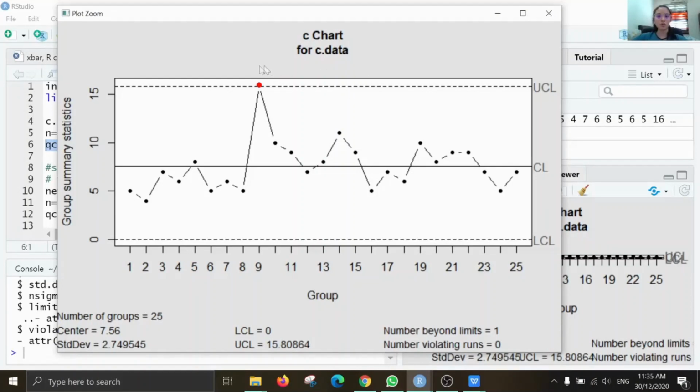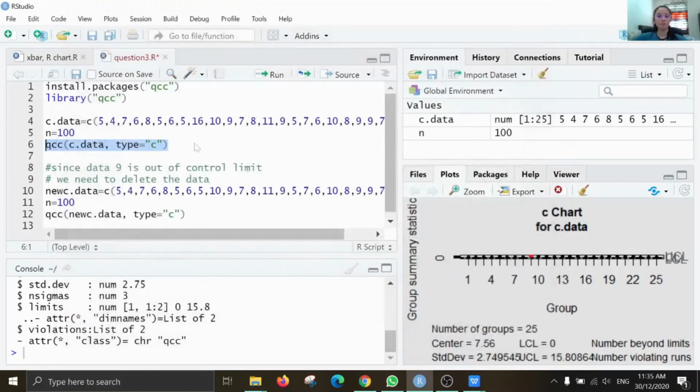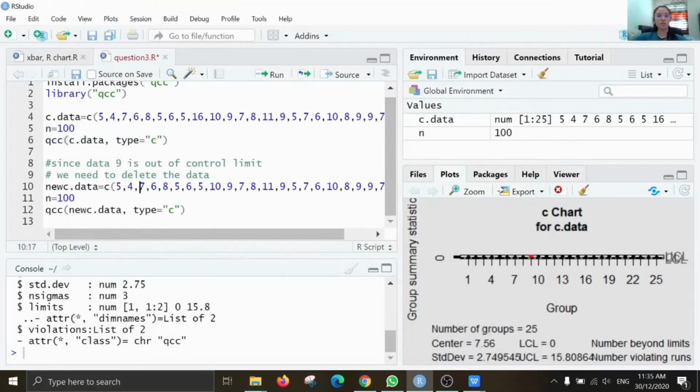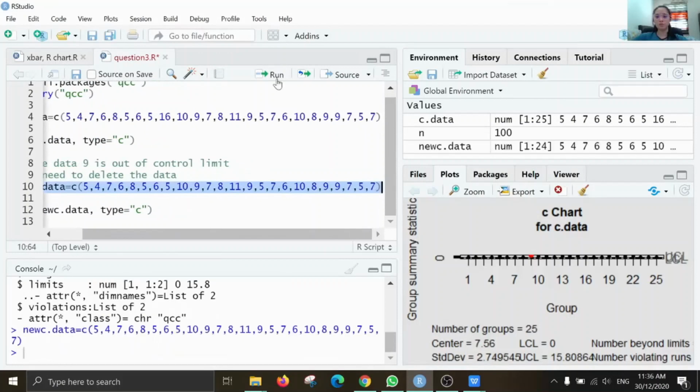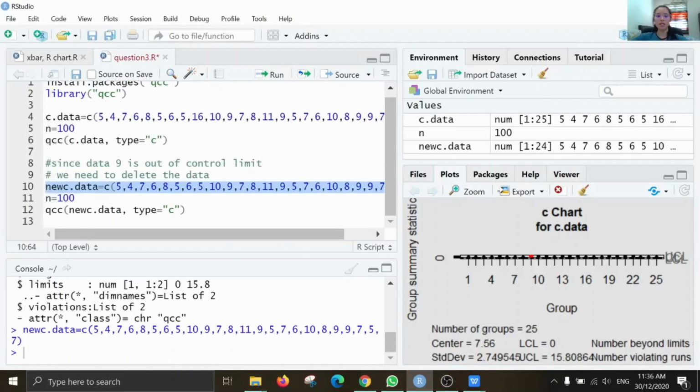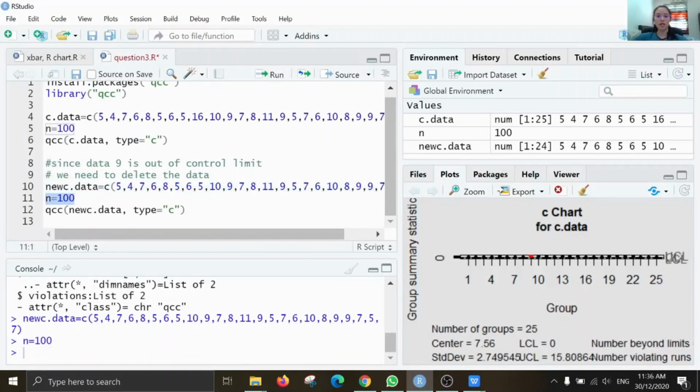From the chart, we can see that there is a red point, and this red point indicates that there is 1 point out of control. So we need to delete the data. It is data number 9. So the new c.data will contain 24 data points, and n is still equal to 100. And now we run the new c.data.